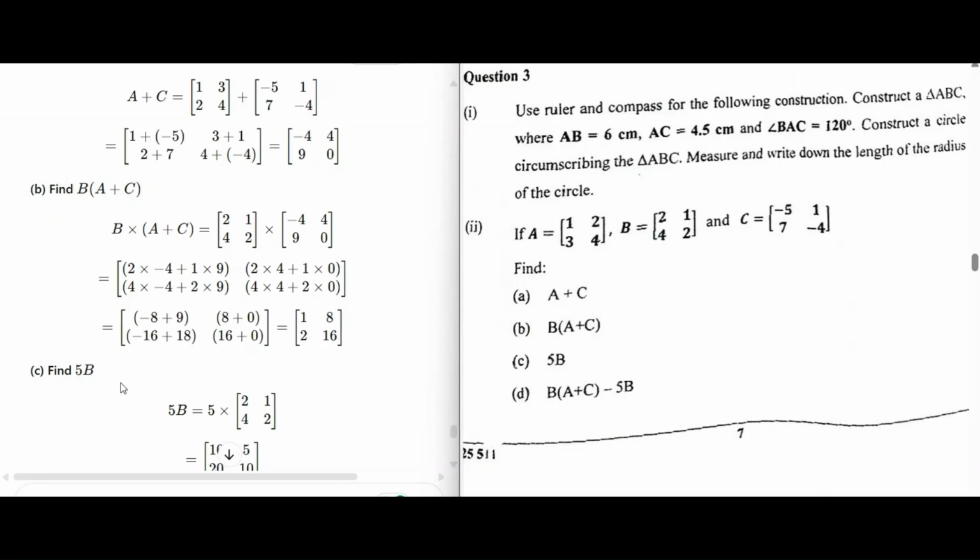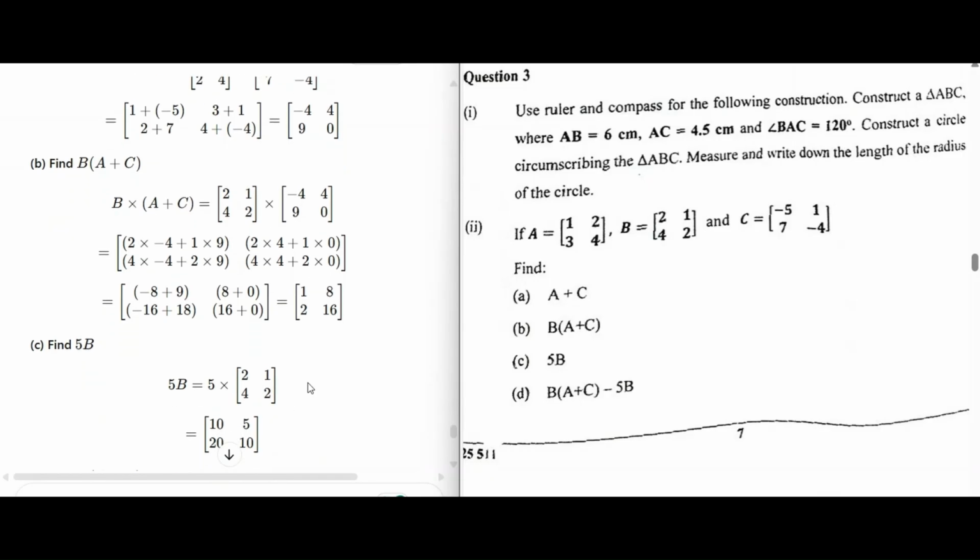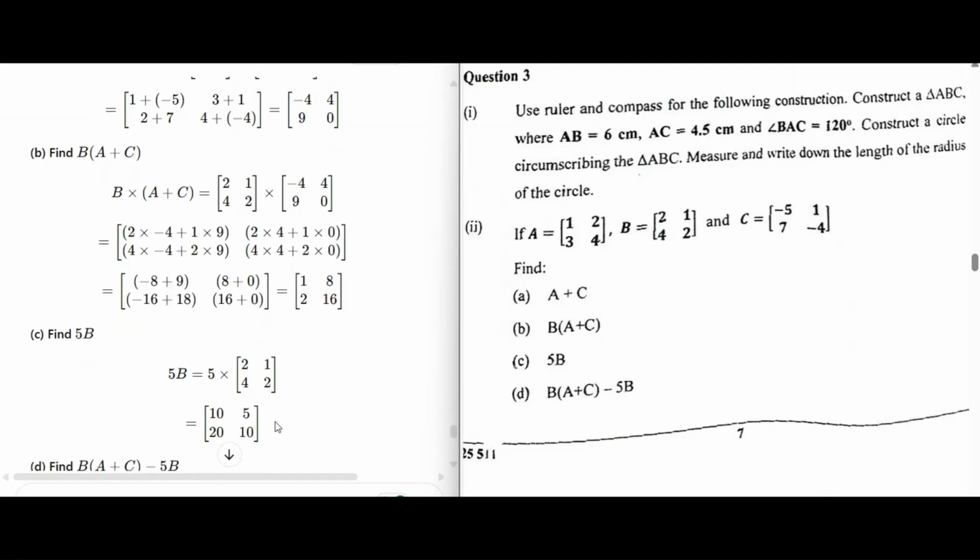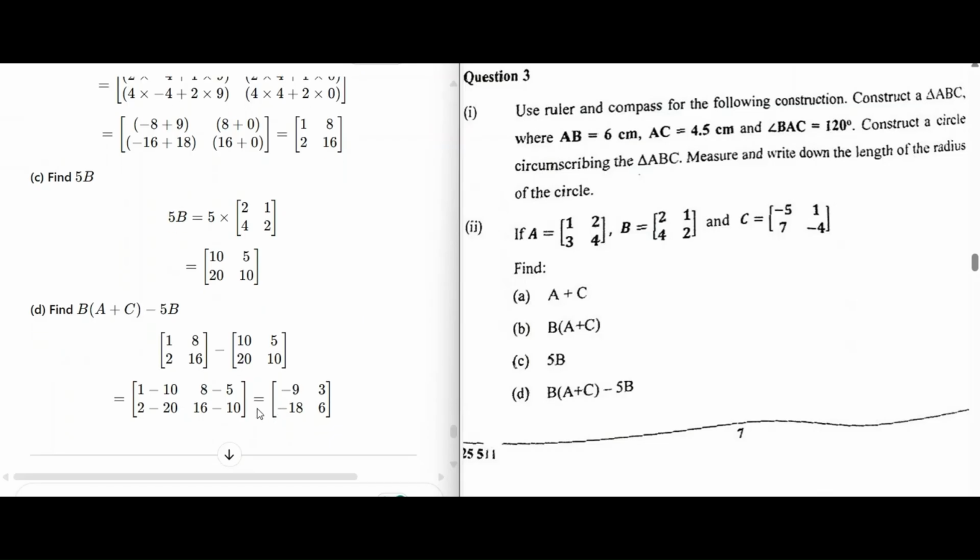Now find 5B, which is 5 into B. B is 2, 1, 4, 2. Multiply 5 to each element, that is 10, 5, 20, 10. Then B into (A plus C) minus 5B: 1 minus 10 is minus 9, 8 minus 5 is 3, 2 minus 20 is minus 18, 16 minus 10 is 6. So the answer is minus 9, 3, minus 18, 6.